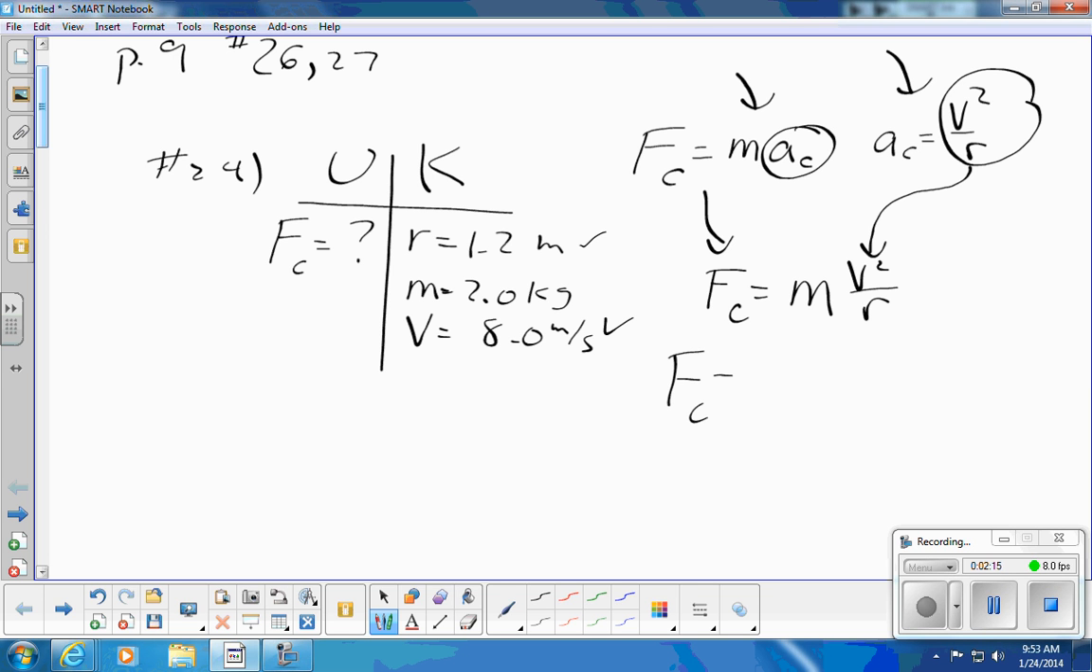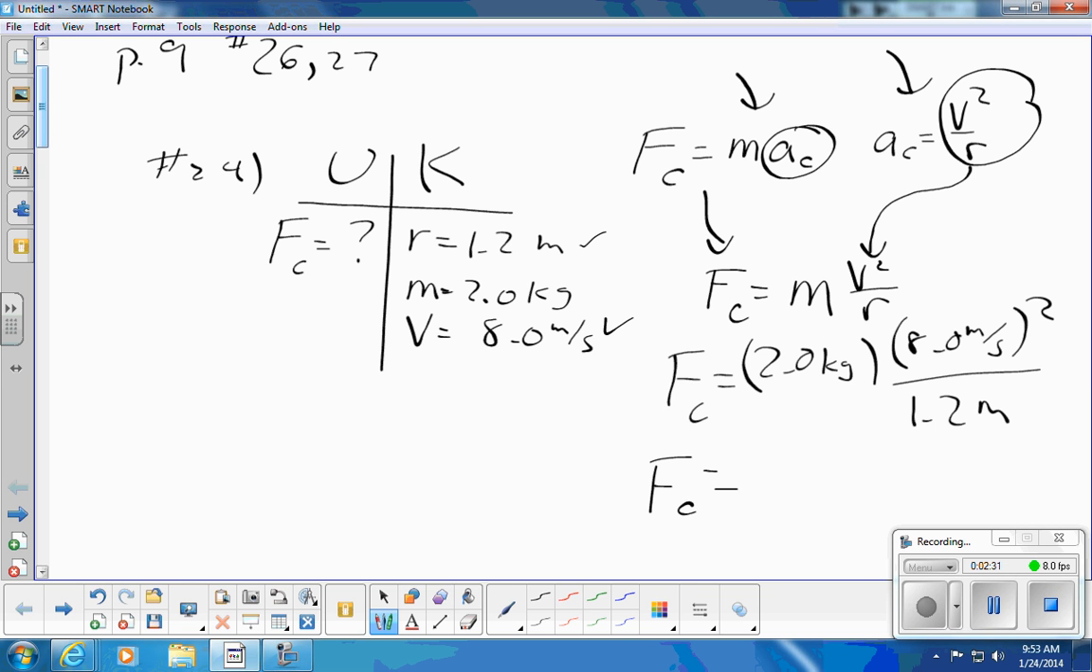So now I can put numbers in, and I get mass of 2.0 kilograms times v squared, 8.0 meters per second squared, divided by 1.2 meters. And when I do all that math, the math comes out like 107 or something, if I remember correctly, but it rounds to 110 newtons. They're doing this to 2 sig figs, and to 2 sig figs, that's 110 newtons.